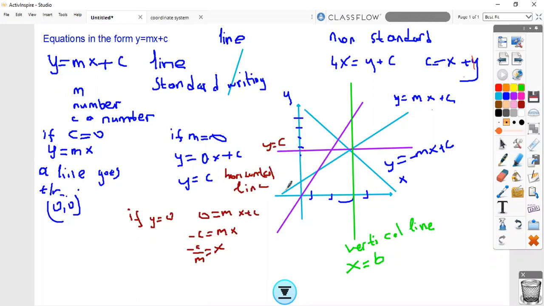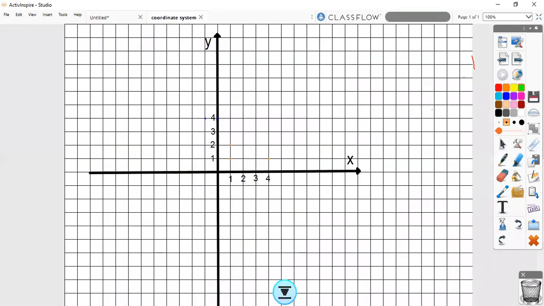Okay, did we understand? Do you have any question? No. Let's go to how we are going to draw the graph of any equation.